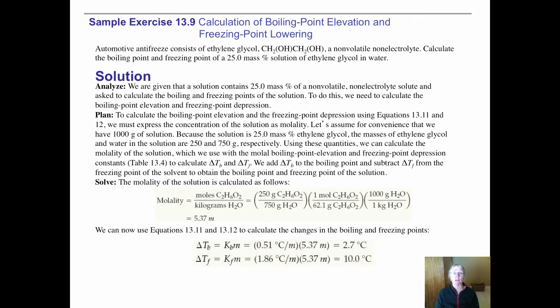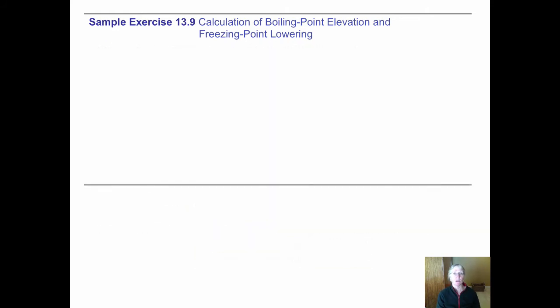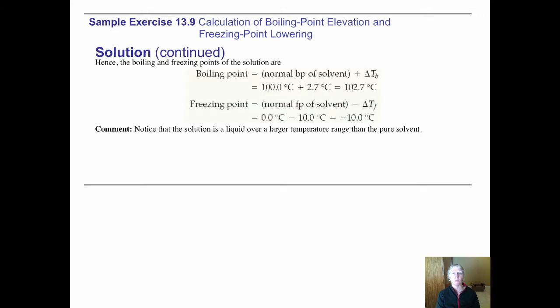Go back and read the question. Calculate the boiling point and freezing point. They don't just want the change, they want you to add the delta T of the boiling point to the normal boiling point and subtract the delta T from the normal freezing point. And now you will know the temperature at which that solution would freeze or would boil.